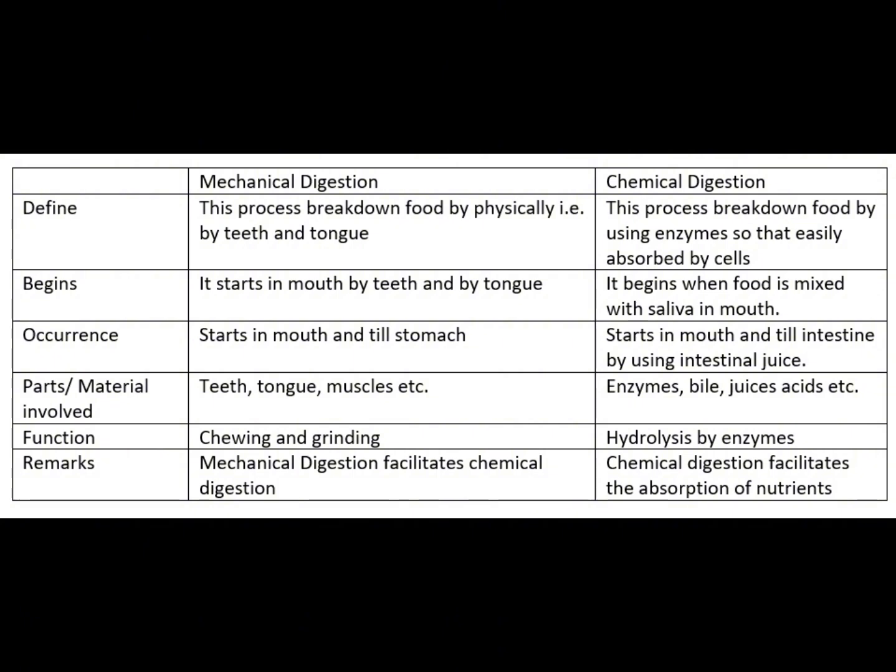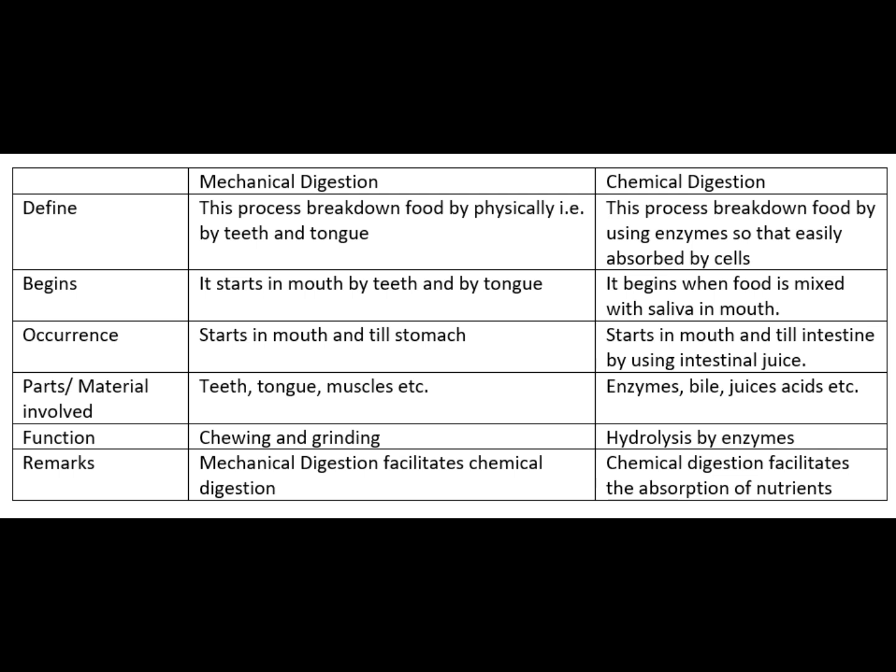Mechanical digestion starts in the mouth by teeth and tongue, whilst chemical digestion begins when food is mixed with saliva in the mouth. The parts involved in mechanical digestion are teeth, tongue, and muscles. And then chemical includes enzymes, bile, juice, and acids. The function of mechanical digestion is grinding and chewing, whilst the function of chemical is hydrolysis by the enzyme.